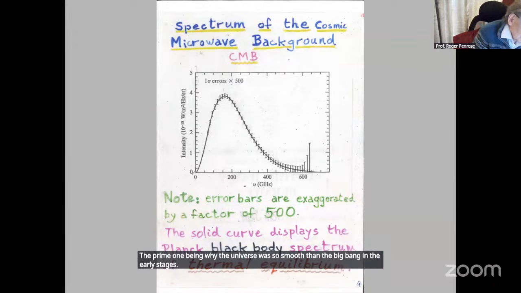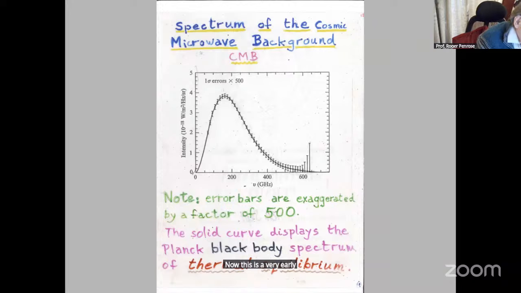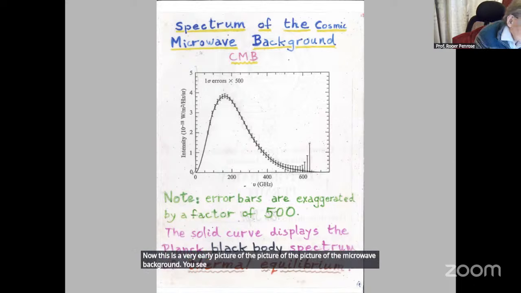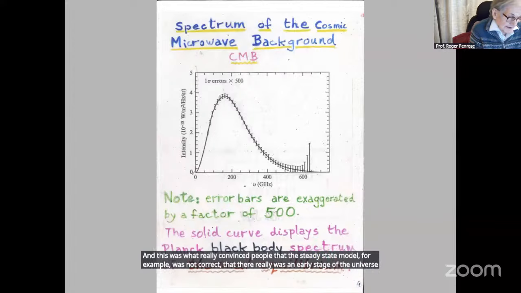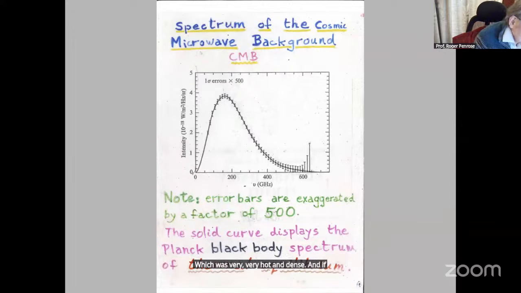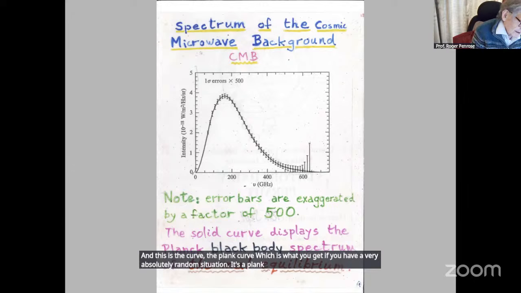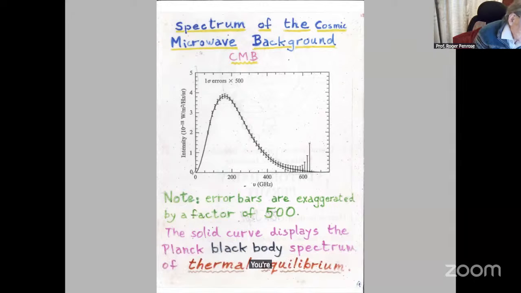Now, this is a very early picture of the microwave background. You see that here we have the background radiation that was discovered, and this was what really convinced people that the steady state model, for example, was not correct, that there really was an early stage of the universe which was very, very hot and dense. And if you assume that it was some kind of equilibrium, then you would get the frequencies. The frequency is along the bottom line, and the intensity is upwards. And this is the Planck curve, which is what you get if you have a absolutely random situation. That's what it means. You're looking at a total maximum entropy situation.